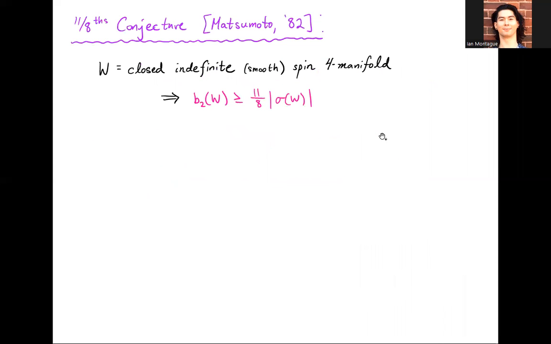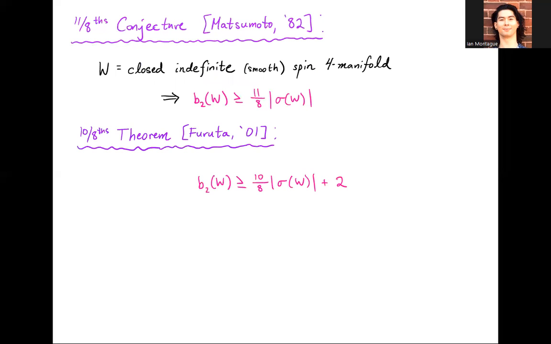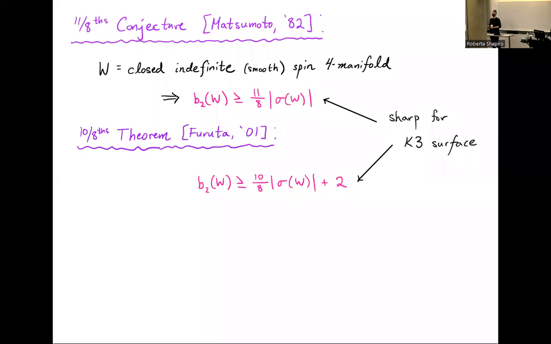Recall the 11/8 conjecture posited by Matsumoto, which says that if W is a closed, indefinite, smooth spin-4 manifold, then b2 of W is greater than or equal to 11/8 times the absolute value of the signature of W. This is still an open conjecture, but we have the following result by Furuta, the 10/8 theorem, which almost gets to that. We have that b2 of W is greater than or equal to 10/8 times the signature of W plus 2. It's worth noting that these are both sharp for the K3 surface, so both are reasonable inequalities to expect.